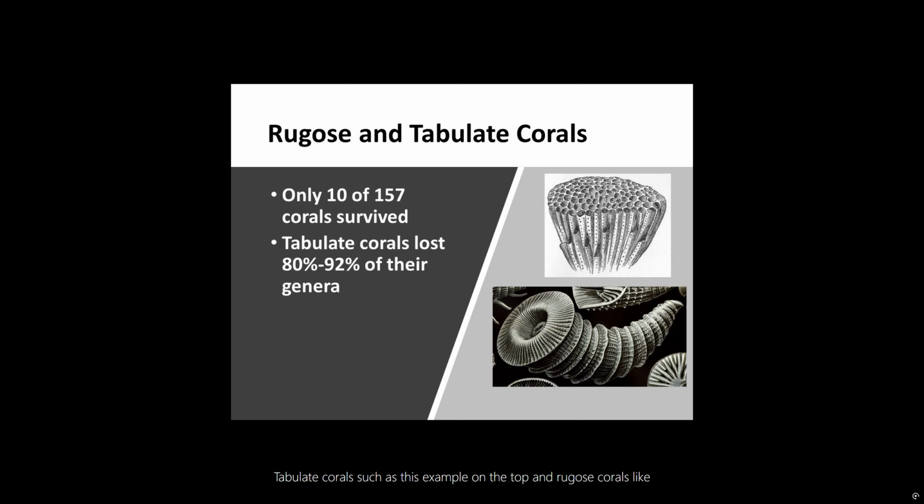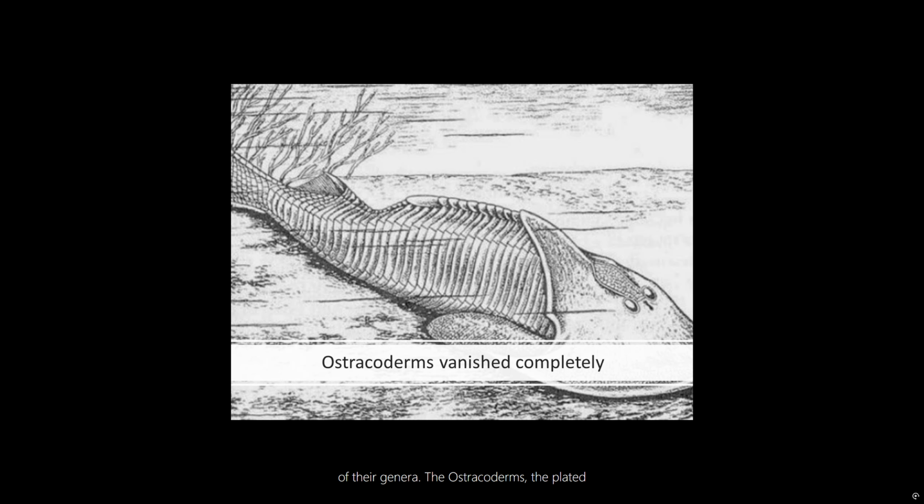Tabulate corals, such as this example on the top, and rugose corals, like the one on the bottom, were hit very hard during this extinction due to the rapid rise and fall of sea level. Only 10 of 157 coral families survived, and tabulate corals lost 80 to 92% of their genera. The ostracoderms, the plated fish, vanished completely.